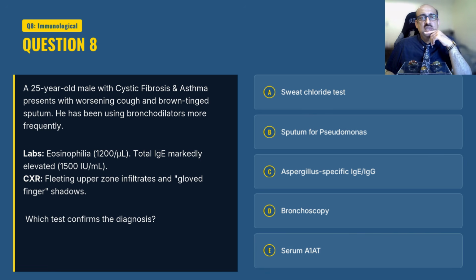So the options are A, sweat chloride test, B, sputum for Pseudomonas, C, Aspergillus specific IgE/IgG, D, bronchoscopy, and E, serum A180, which is alpha-1 antitrypsin levels. 90 seconds timer. Please pause and then we'll proceed.